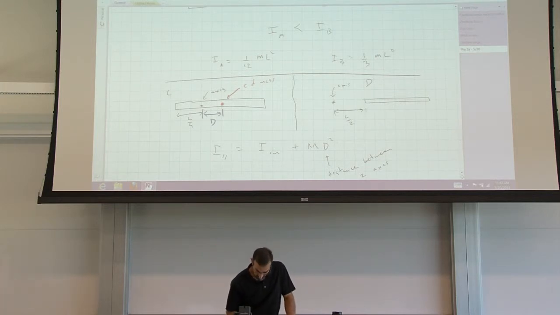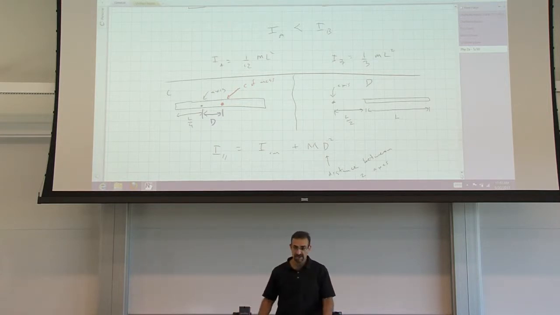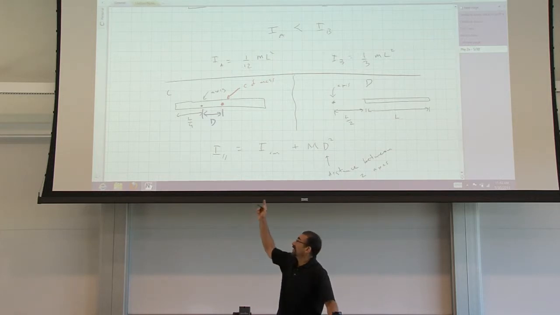Okay, there's our rod. It's a length L long and has mass M. You tell me what the rotational inertia is for that rod rotating about that axis of rotation, a distance L over 2 from its endpoint.